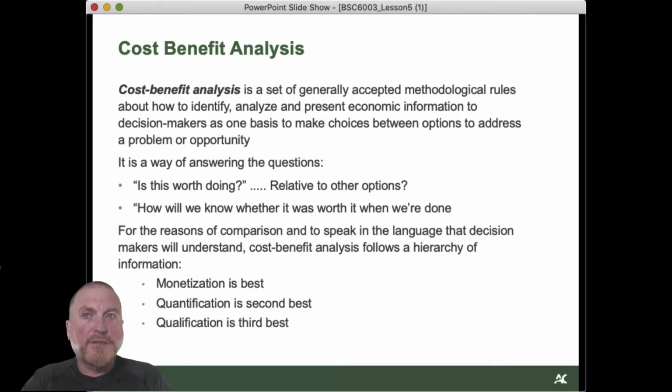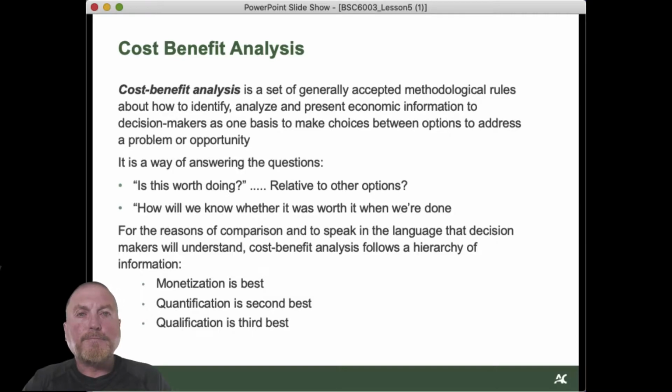And cost-benefit analysis is a way of answering the two key questions. Is this worth doing, i.e. relative to other options? How will we know whether it was worth it when we're done? In other words, cost-benefit analysis has to have a clear way of not only justifying an investment for the future, but also monitoring whether that investment is successful. And this is obviously a key consideration for energy managers because all of the industry studies illustrate that one of the major failures of a lot of cost-benefit analysis business cases is the lack of clear verification. And nobody wants to put money into something where they're not going to be able to verify, in fact, whether they got what they paid for.